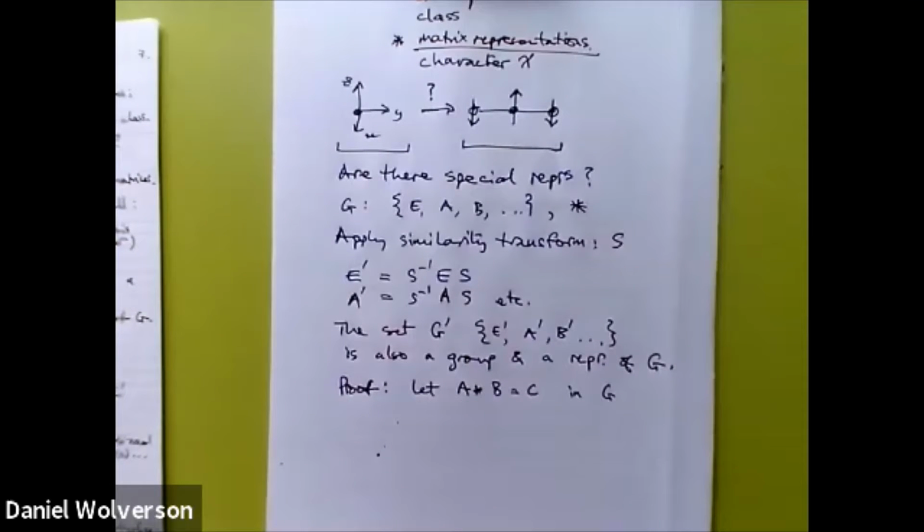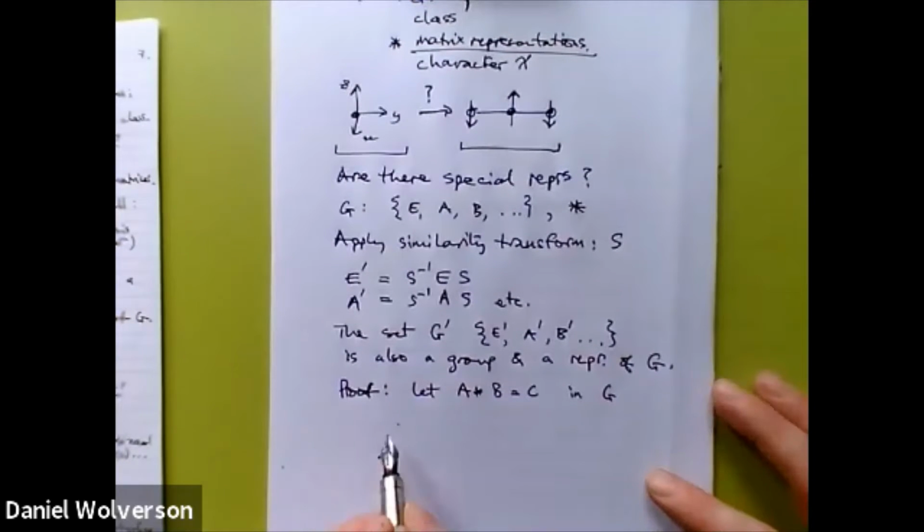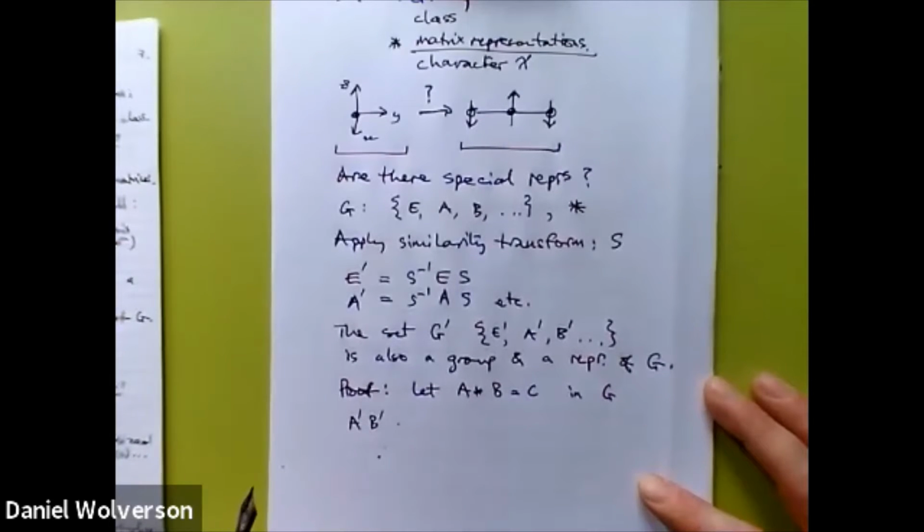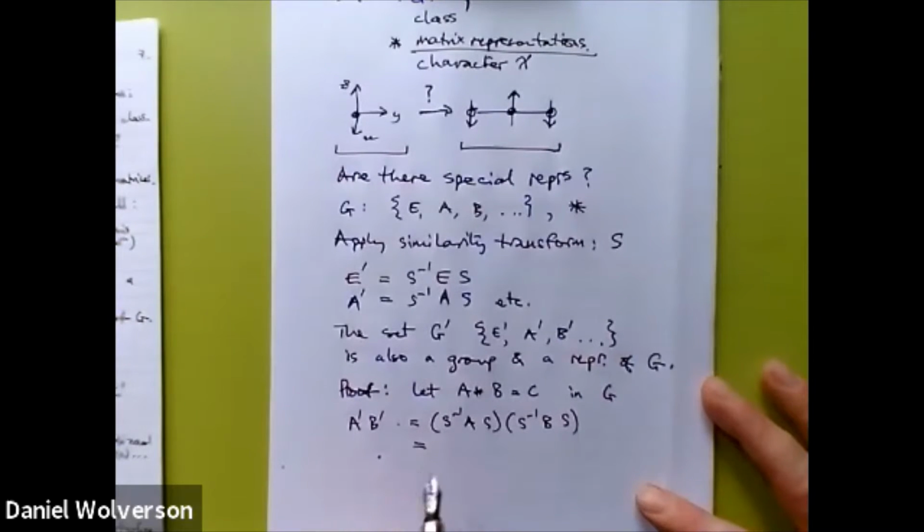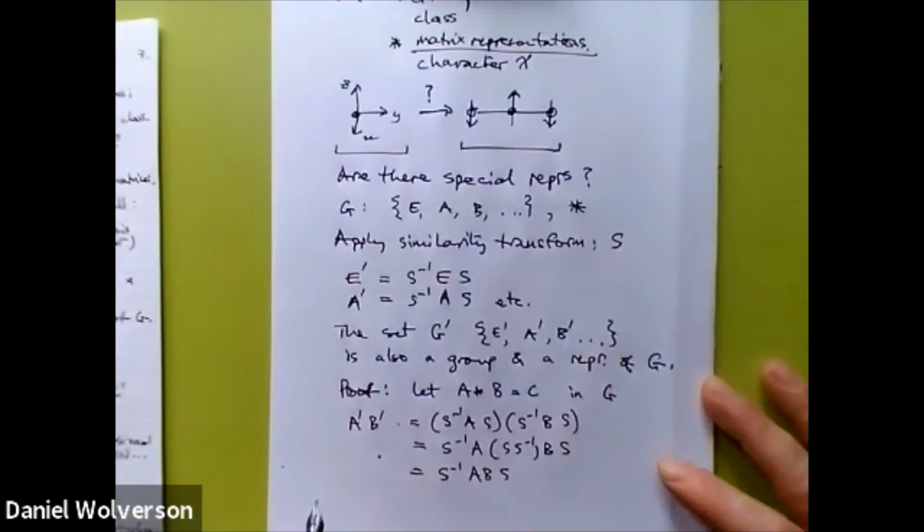So let's suppose that A and B combine in G to give us an element C, then, not writing the star anymore, A prime acting on B prime, we can expand, is S to the minus 1 A S, S to the minus 1 B S. You can see that we're going to use associativity again. So that's going to be S to the minus 1 A S, S to the minus 1 B S is S to the minus 1 A B S equals S to the minus 1 C S equals C prime.